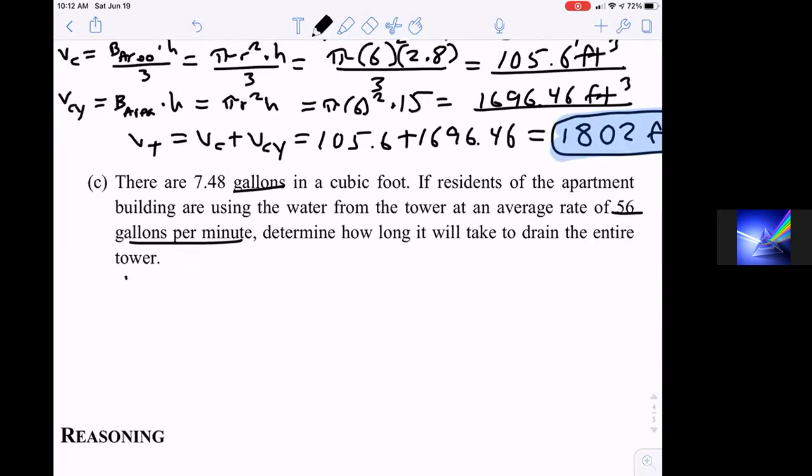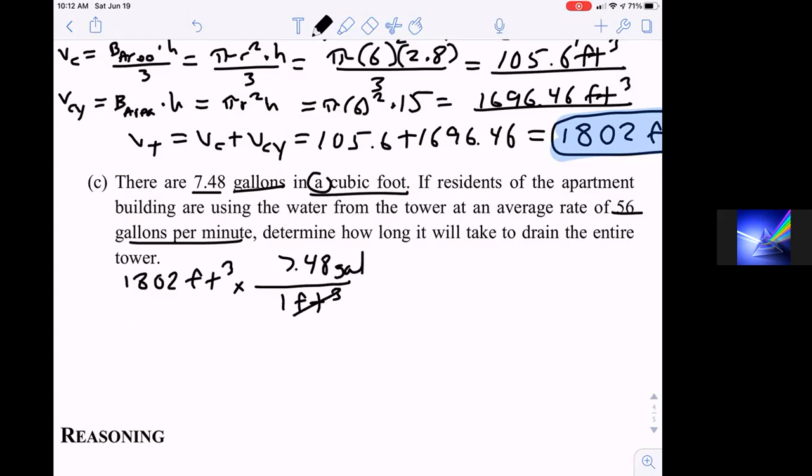So if I take 1802 cubic feet times the fact that there is 1 cubic foot in 7.48 gallons. And why do I set it up this way? Because I've got to have the cubic feet cancel. So the cubic feet has to go on the bottom, so it cancels with cubic feet up here. The math is pretty straightforward. It's 1802 times 7.48. And we get 13,479 gallons of water total in that tower.